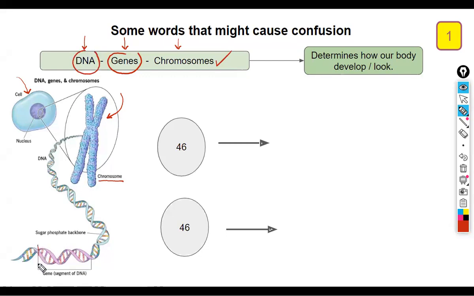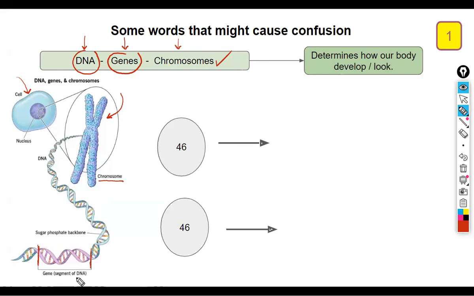If you take a certain section of the thread, in other words, a certain section of your DNA, we call that a gene. So a gene is a section of the thread. And when you put the whole thread together, you get something called a chromosome. Now, remember the chromosome, which contains our genes, will determine how our body looks.